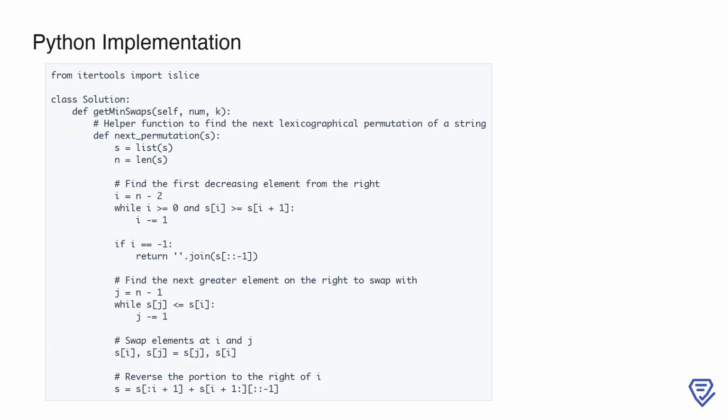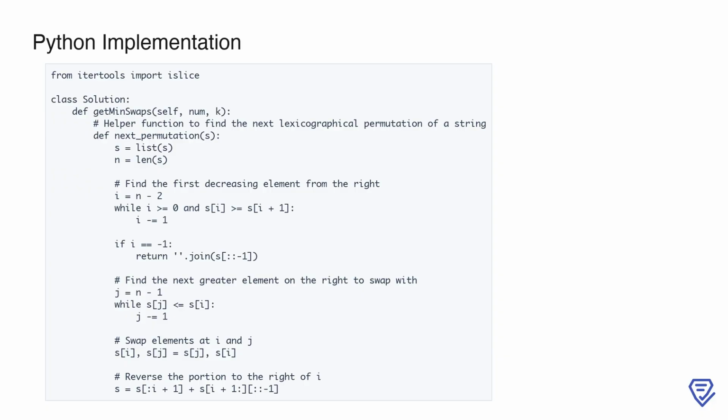Here, we start by importing the permutations function from the itertools module and defining our solution class. Within the class, the getMinSwaps method calculates the minimum number of adjacent swaps needed to transform a given number into the kth smallest permutation of itself. The first step is defining a helper function called next_permutation. This function finds the next lexicographical permutation of a string.